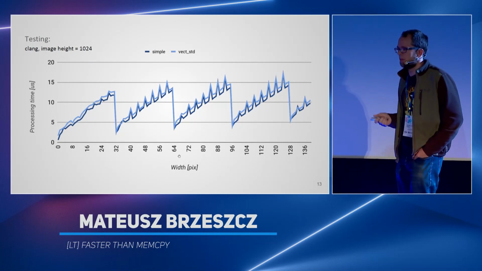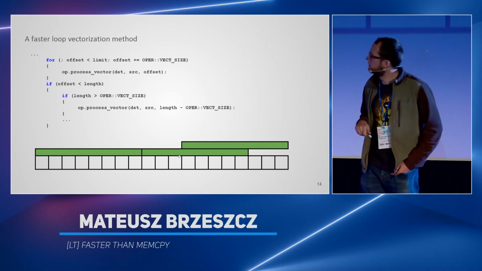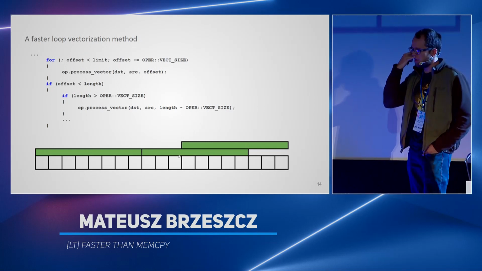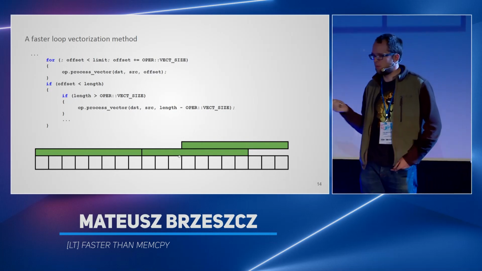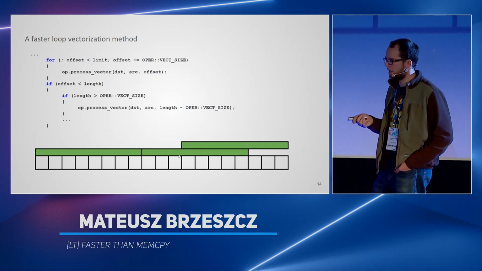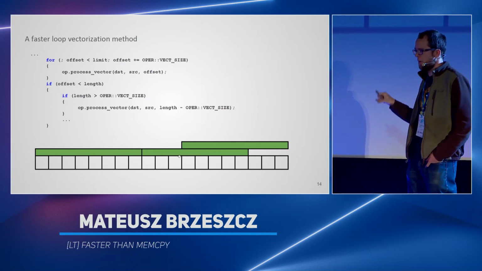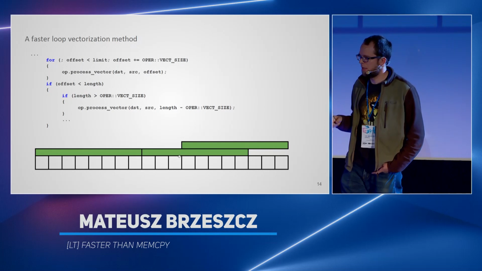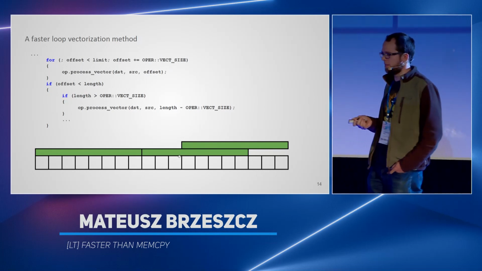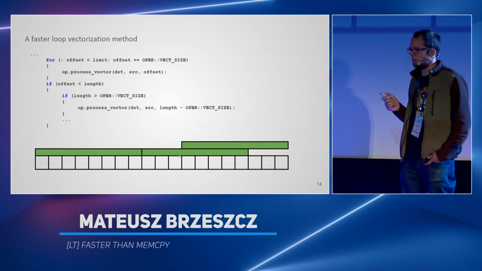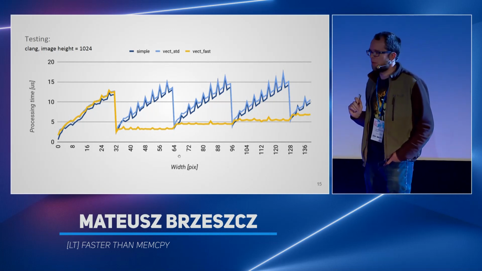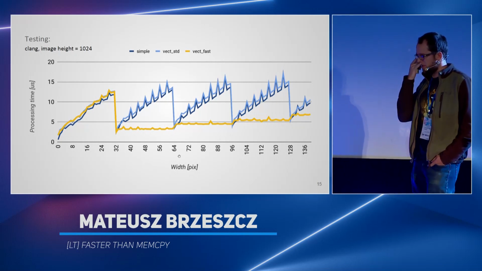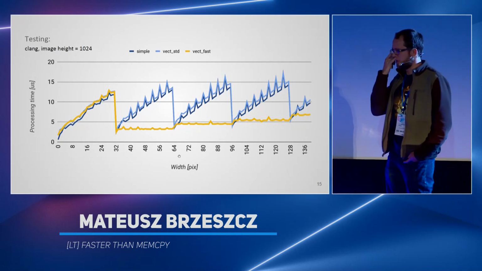So what can we do about it? We can do a little hack. We don't process the input by scalar instructions, even if we are left with some remainder. We just go back a little bit, so that this last vector instruction ends where the buffer ends. And let's test that. Okay, we have a very nice flat chart of the processing time versus width.